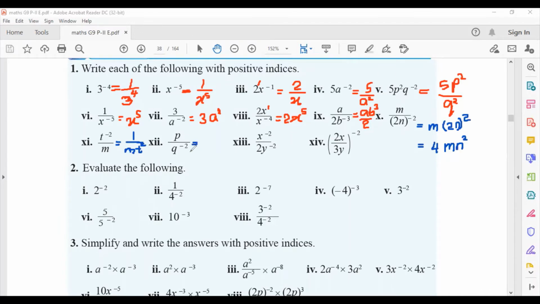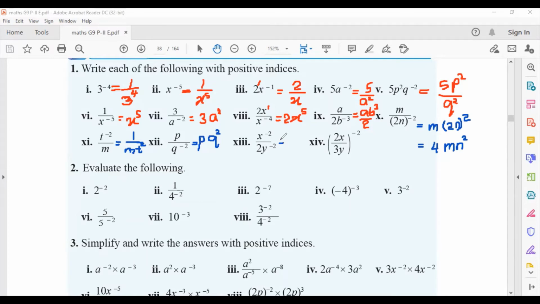According to the laws of indices, you should take q to the power negative 2 to the numerator place, converting it to a positive index, then it becomes q to the power 2. p is already there, therefore p should be like this.